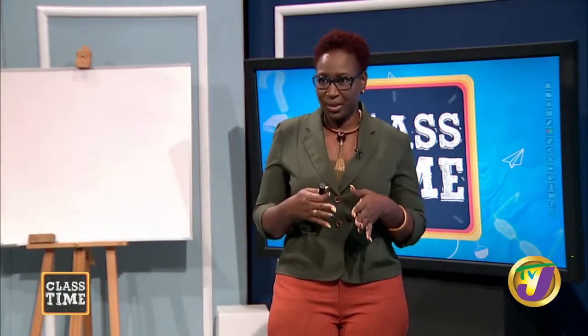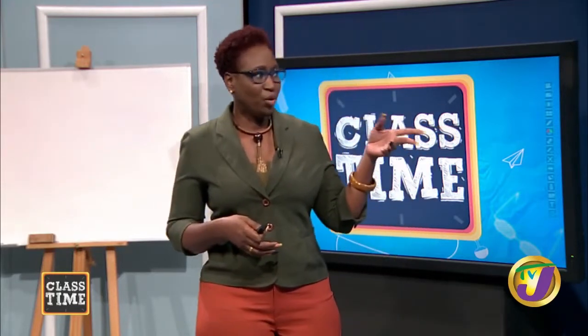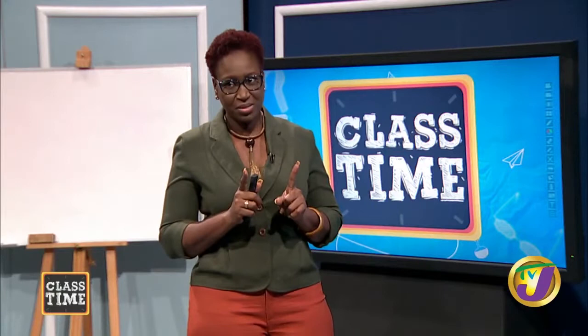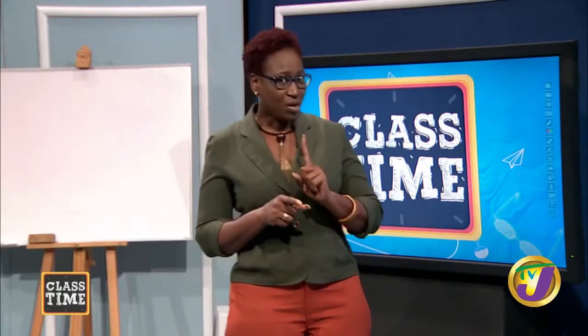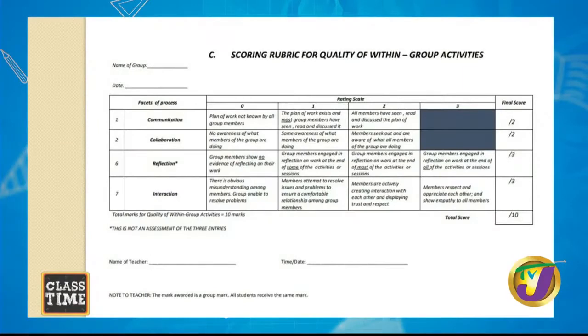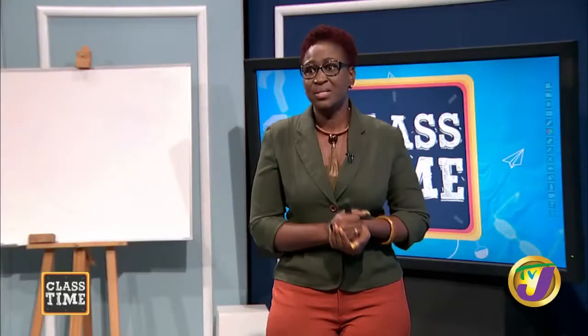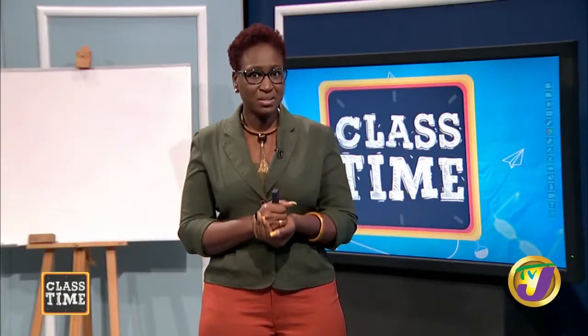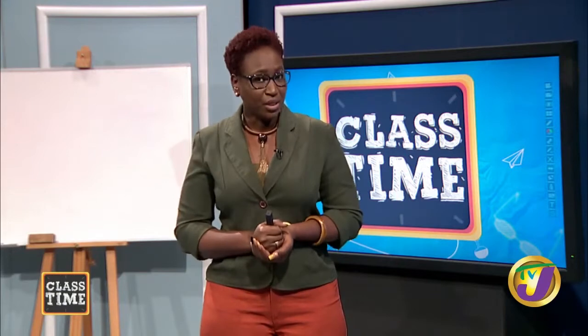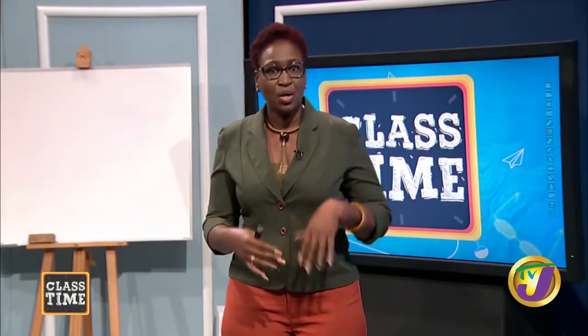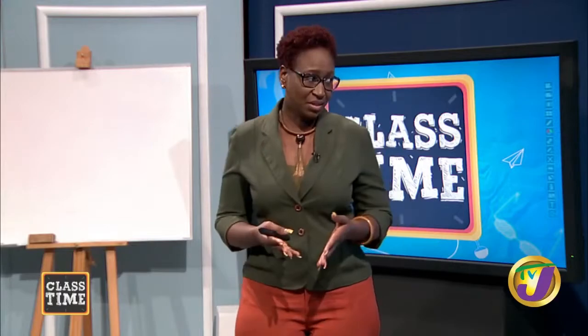Now, the next group component that you're marked on is the quality of work within groups. This part is the one I told you about, where there is one mark for everybody. So you need to ensure that you get everybody on board. Now, you're marked for communication. For the full 2 marks, all the members have seen, read, and discussed the plan of work. So everybody in the group knows what is going on in the group. Everybody in the group is aware of what the members are doing, who has what responsibility, that sort of thing.